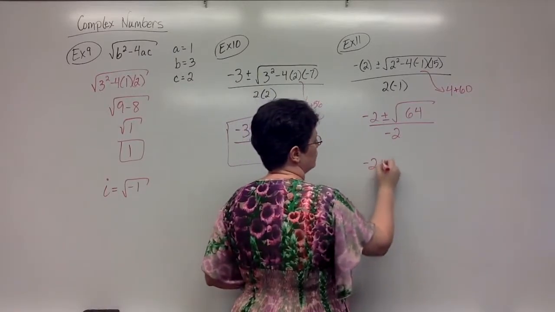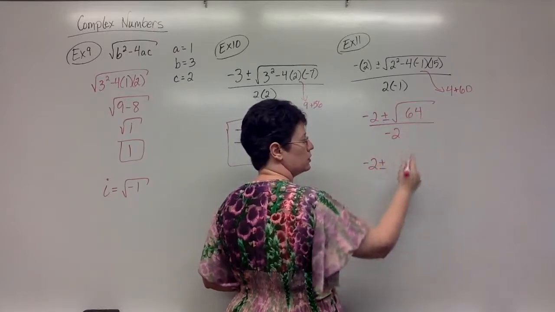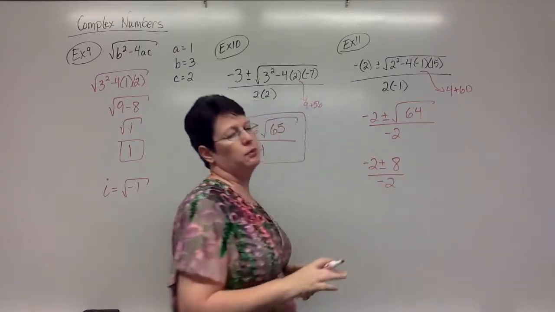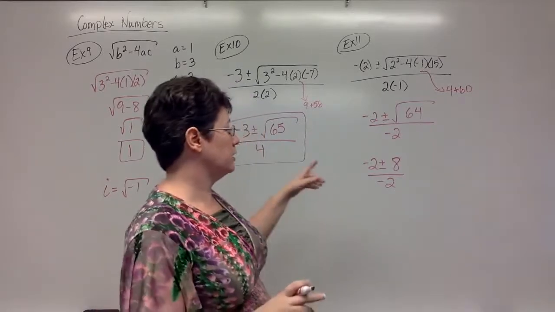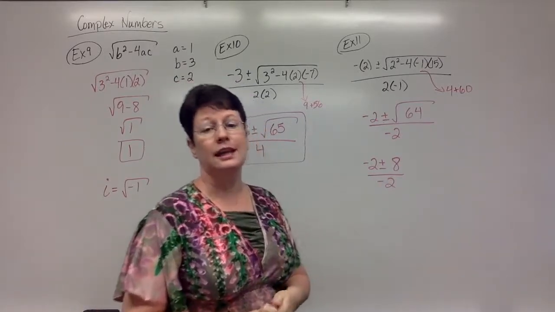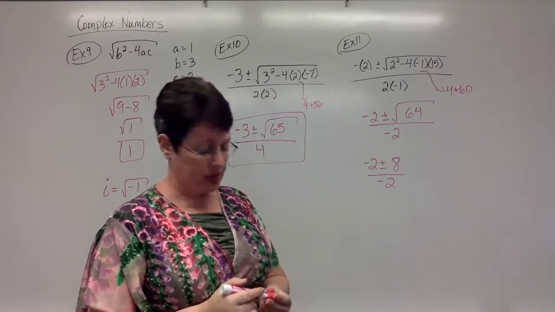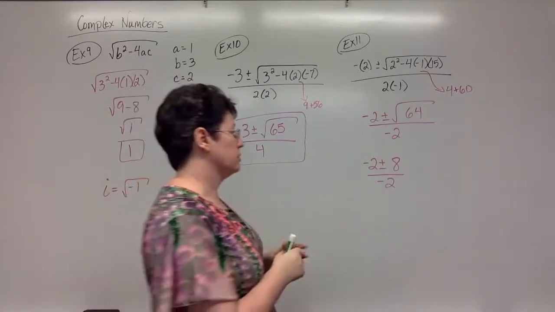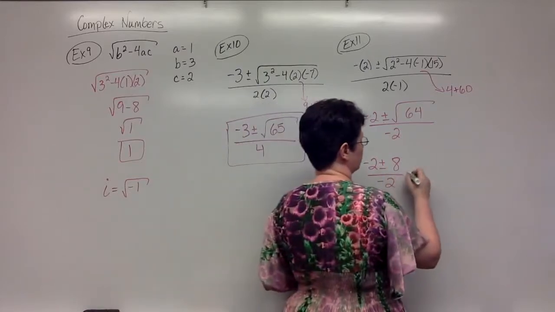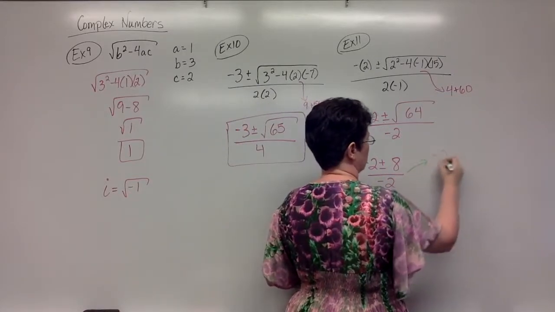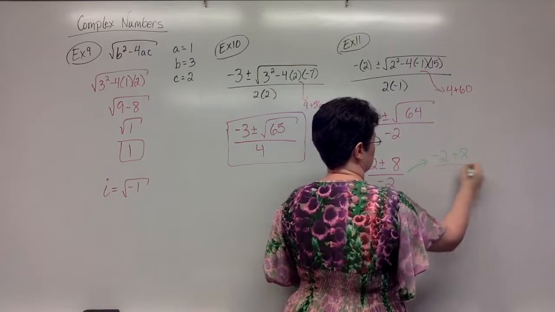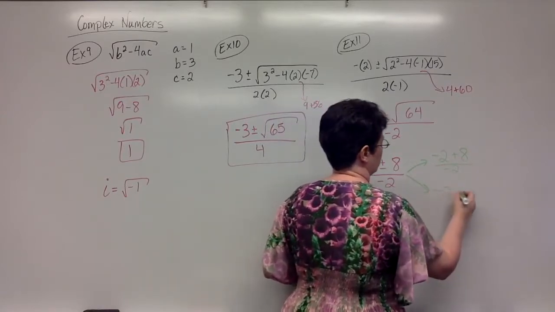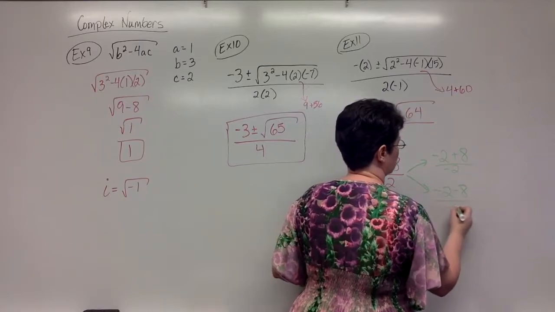So I have -2 plus or minus, the square root of 64 is 8. Now for all you people who are looking at your calculator for a plus minus button, it does not exist. It never has. This problem has 2 parts. One part's the positive, so I have to do -2 plus 8, all divided by -2. And then I do -2 minus 8, all divided by -2.